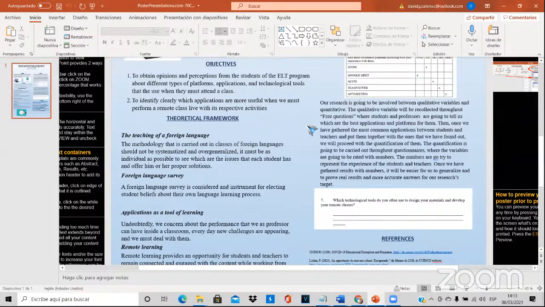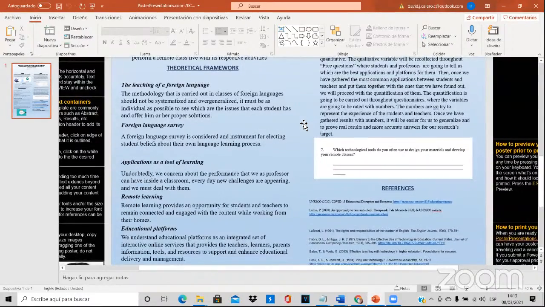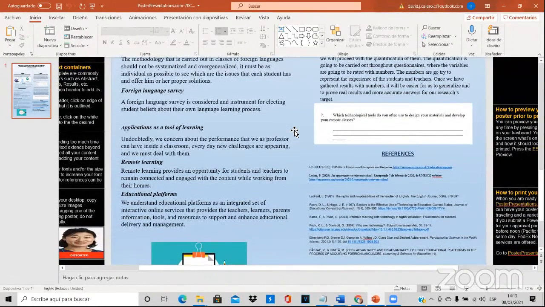So this is the main purpose of our research, to know and to obtain perceptions and opinions of those platforms and applications, but all of course focused on the teaching of a foreign language. It's our purpose. Secondarily we can use them in other programs, but our purpose is to know which applications we can apply easily, faster, and more effectively, but in the teaching of a second language.